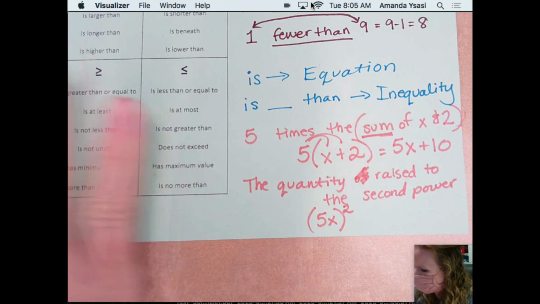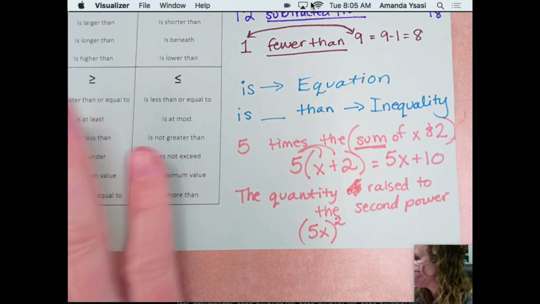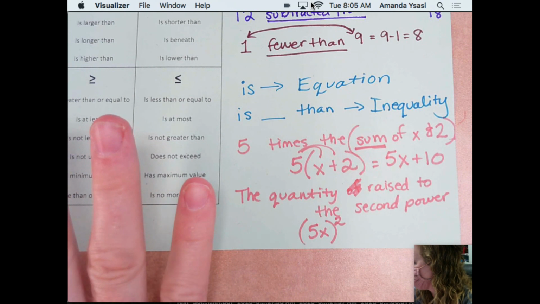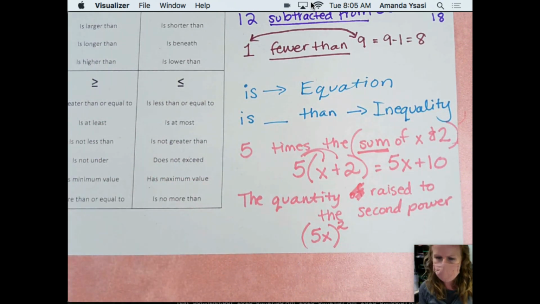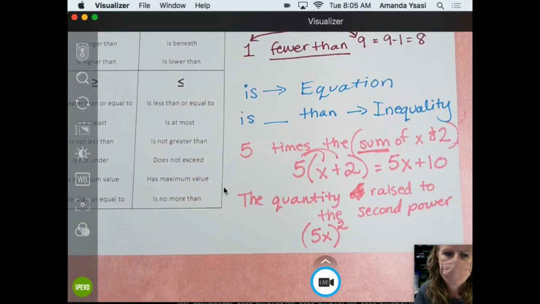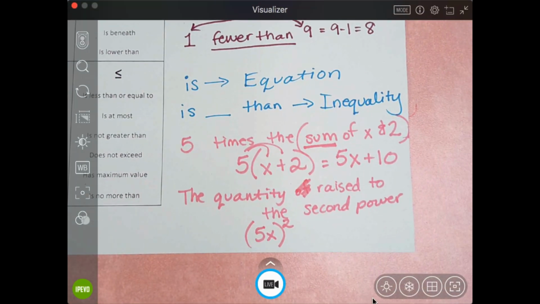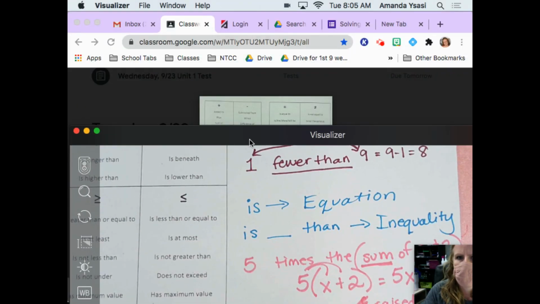Okay, so that is all that I have on this. You're going to put this in your composition book. And then we are going to look at the task cards next. Can we just put it in like a little pocket? Yeah.